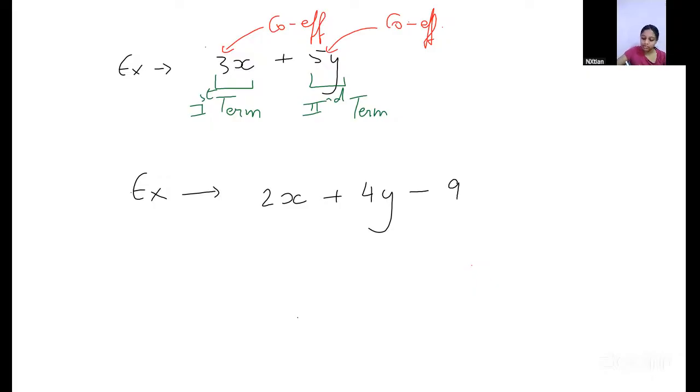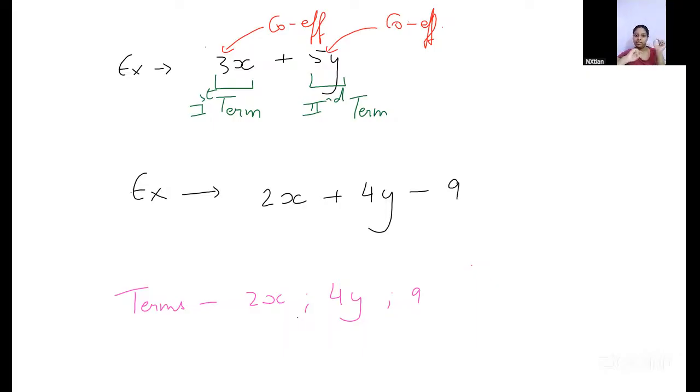What are the terms in this? 2x is one term, 4y is another term, 9 is another term. Terms are separated by signs. Between 2x and 4y, a plus sign is there, so 2x becomes one term, 4y another term. Between 4y and 9, there is a sign, so 4y is one term, 9 is another term.